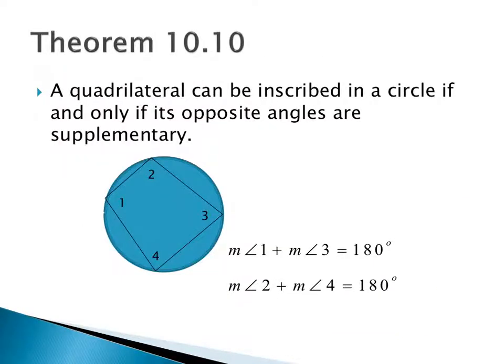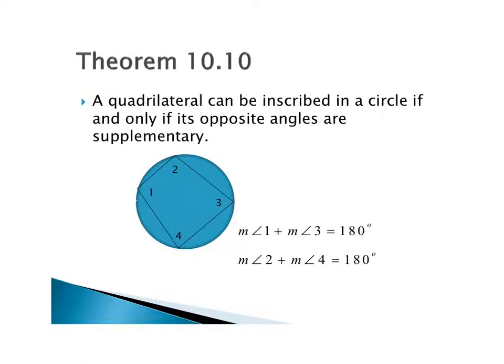Theorem 10.10. Here it's stating a quadrilateral can be inscribed in a circle if and only if its opposite angles are supplementary. So if we have angle 1 supplement to 3, or angle 2 supplement to 4, then we know this quadrilateral could be inscribed in the circle. Okay, so if the opposite angles are not supplements, then it cannot be inscribed.